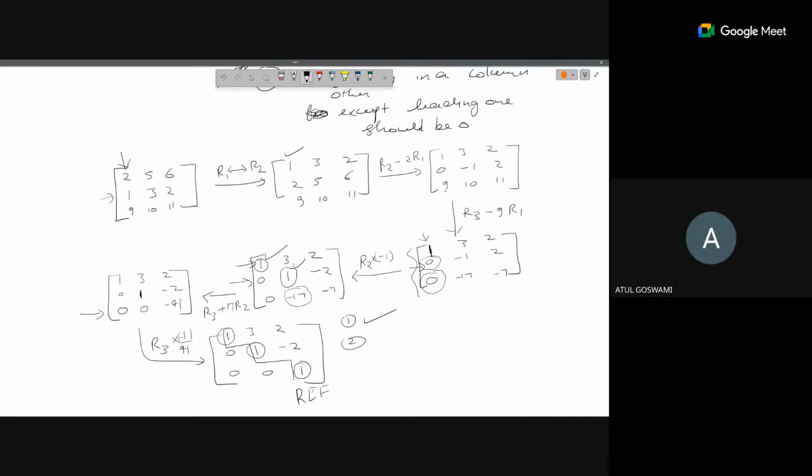The second condition says every leading entry in the next row should be to the right of the previous leading entry. The previous leading entry is this, and this next leading entry is to the right of it. So the second condition is satisfied. What is the third condition? If there is any zero row, it should be at the bottom. There is no zero row.